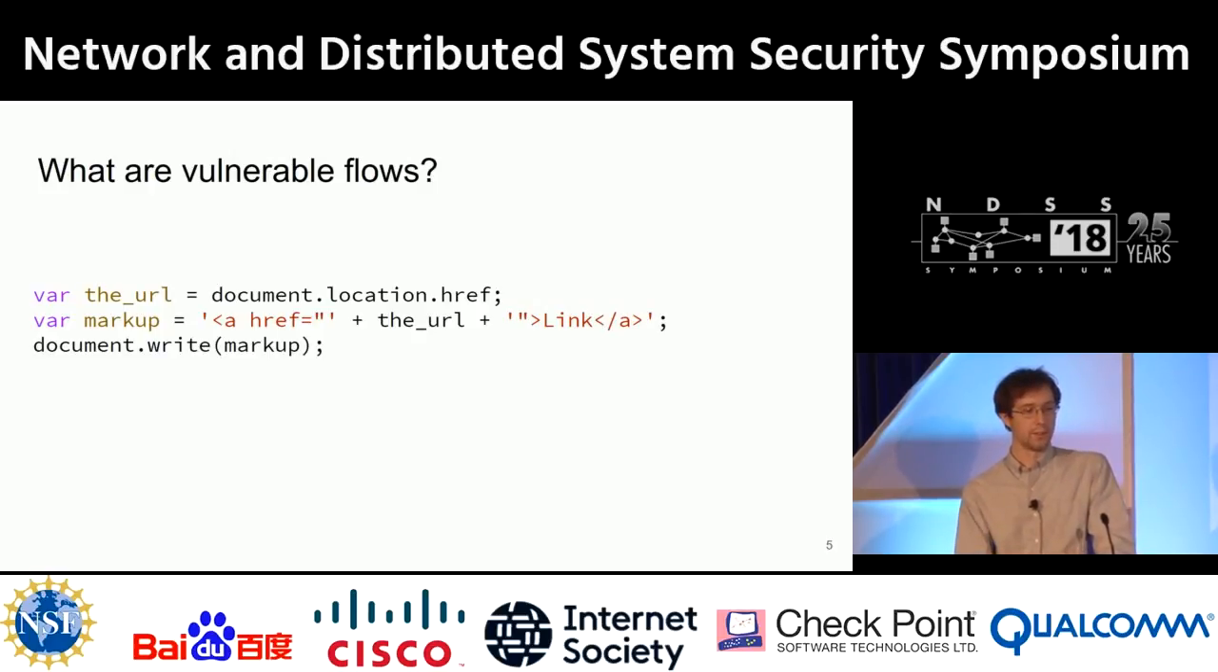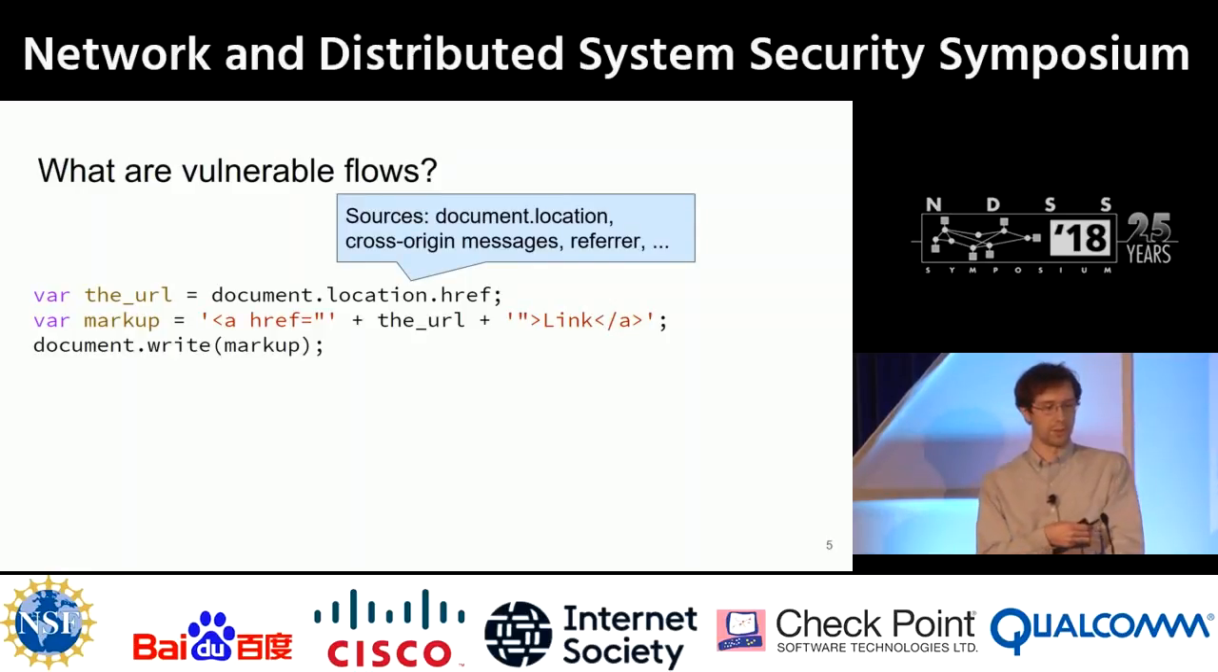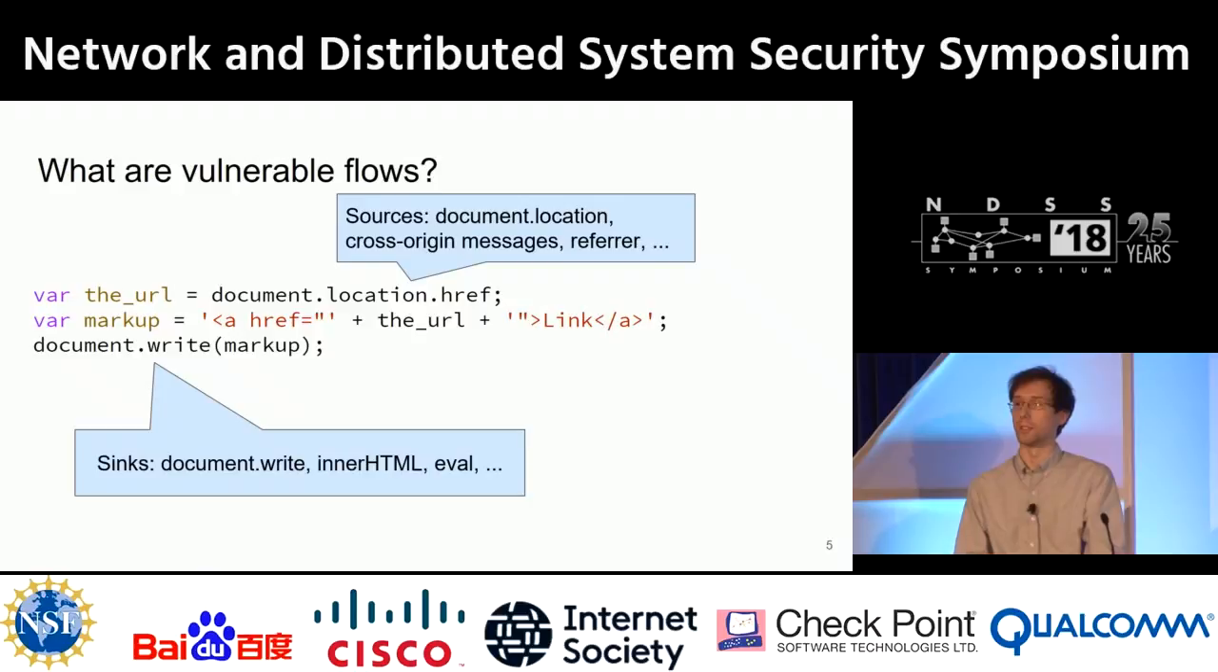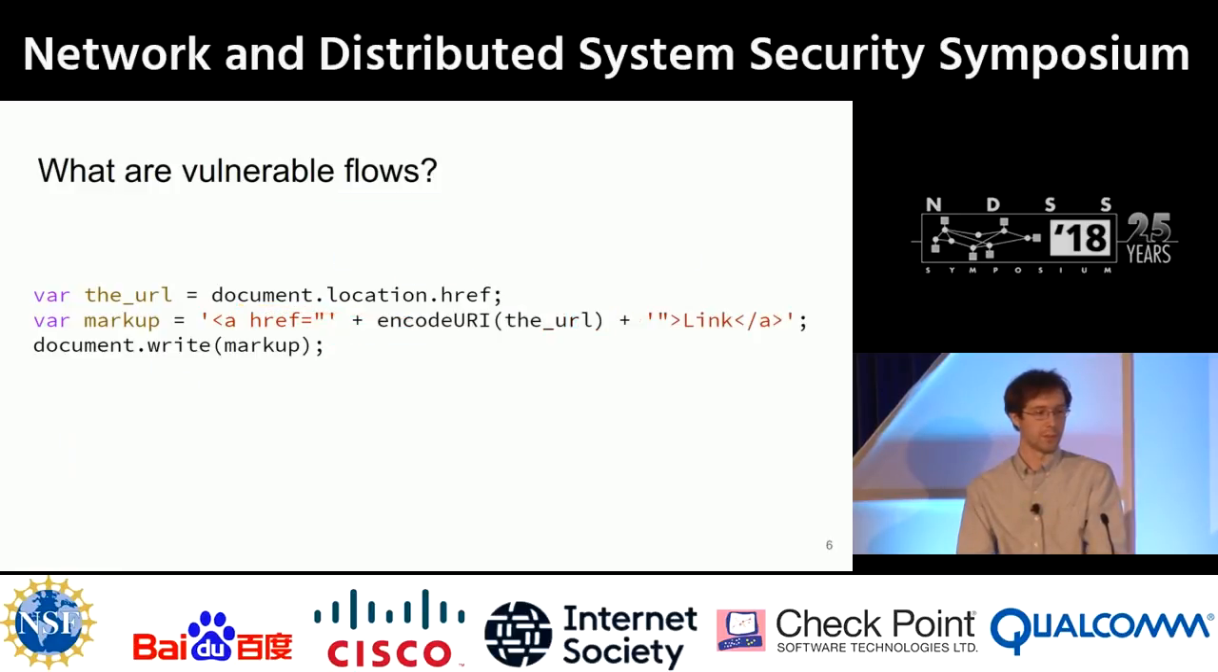What we're trying to do is identify these flows from these sources. These are things that an attacker could potentially have some control over, like the URL of the document, cross-origin messages, the referrer. And we're trying to identify flows of that information to these sensitive sink functions that are capable of executing code, like document.write, assigning to innerHTML, or using eval. The taint tracking infrastructure that I'm going to talk more about later will keep track of the provenance of each of these strings. Here, this is where the flow is going through.